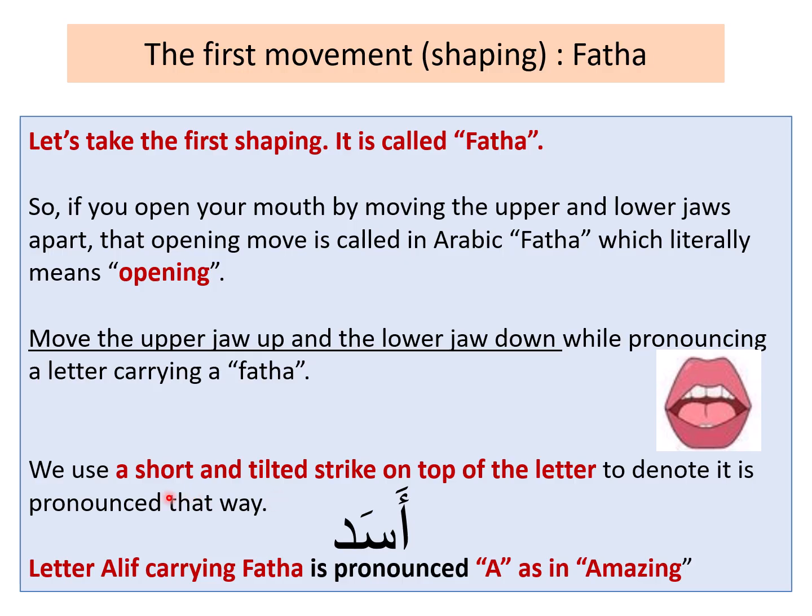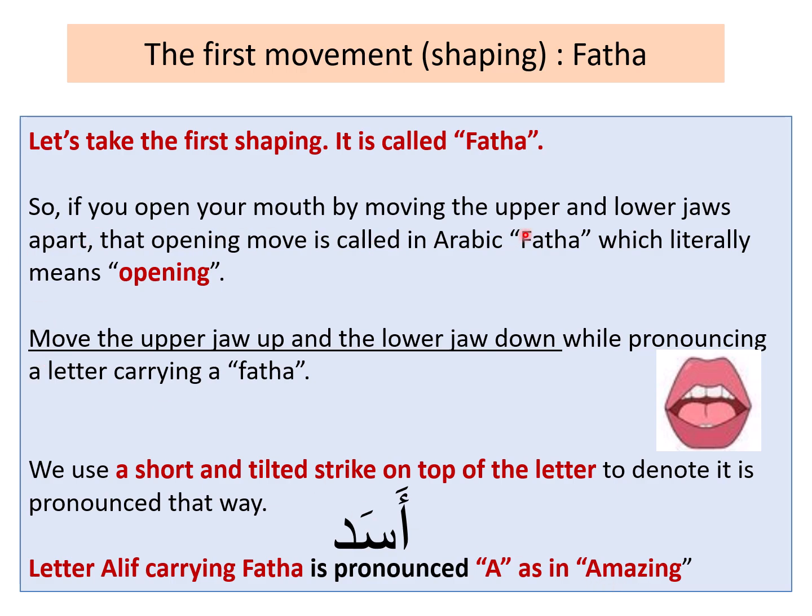We use a short and tilted strike on top of the letter to denote it is pronounced that way. Letter Alif carrying fatha is pronounced A, as in the English word amazing. A, asad, for example, lion in Arabic. Just the same way of pronouncing A in amazing.